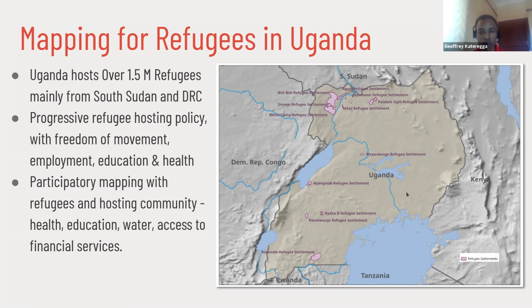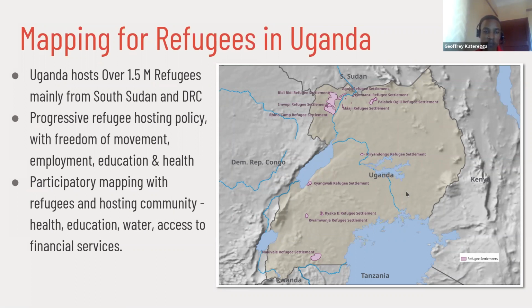What we did is to work with the refugees and also the community members, because in Uganda we don't have refugee camps, but we have refugee settlements, because refugees are settled alongside the local population. So they share the same kinds of resources that are available. In this kind of participatory mapping, we worked with refugees and also the local community members living in these settlements to go around these settlements and map what is available in terms of health facilities, education, water.